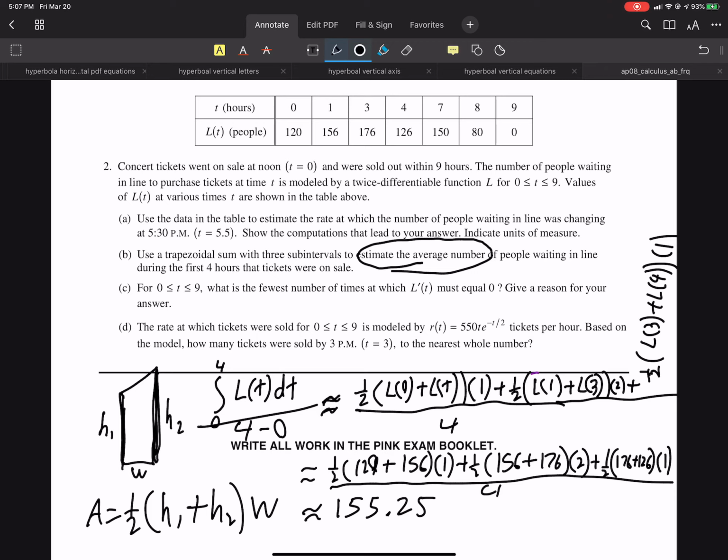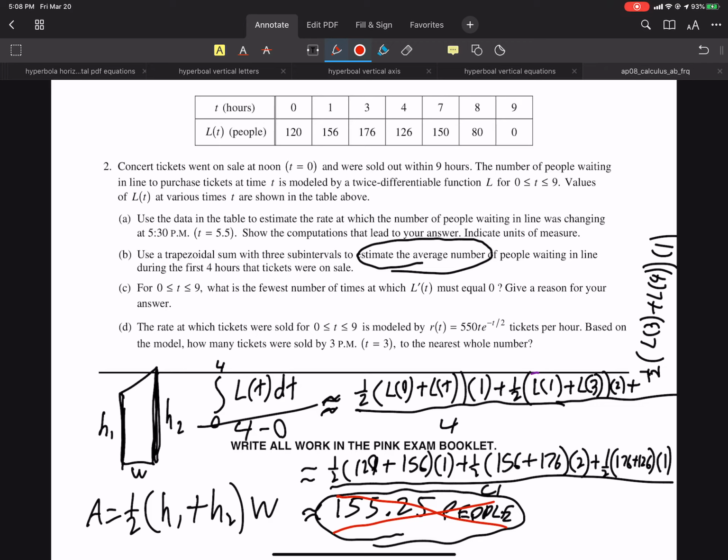You don't have to write people because it didn't ask for units, but if you want to write people, you can. And again, this simplified answer is not necessary because if you make a mistake on that, they would lose points. So it's not wrong, but all you need is a previous line.